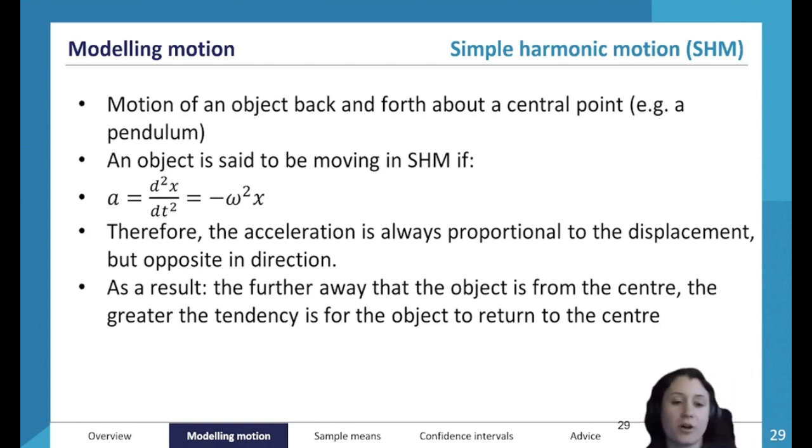As a result, the further away that the object is from the center, the greater the tendency is for the object to return to the center. So a really perfect example of simple harmonic motion I can think of is a spring moving back and forth. Alright, so I have a spring attached to a wall and it's bouncing back and forth. Don't think about it being pulled down due to gravity. Say we are in a vacuum, in a zero gravity location, with a spring.